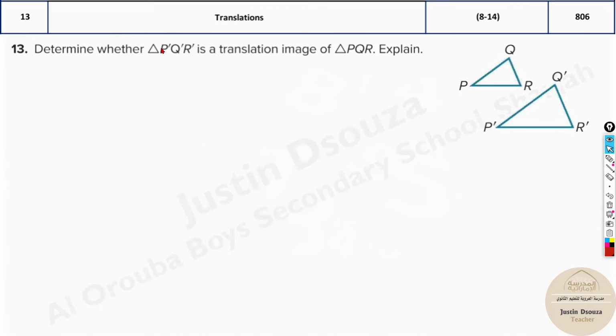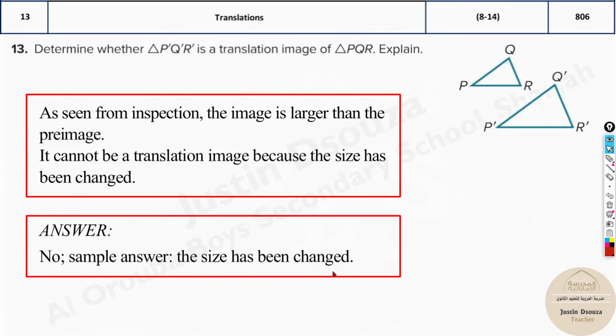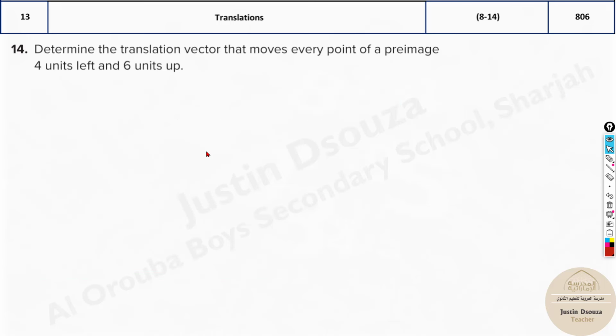Now determine whether P prime, Q prime and R prime is a translation image of PQR. Is this a translation? Look, this is originally small and now translated as big. No, this is enlargement. Though it is moving somewhere else, it has changed its shape. It cannot be a translation. So the answer is no. The size has been changed, that's why.